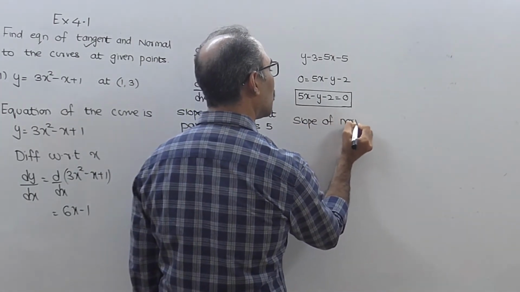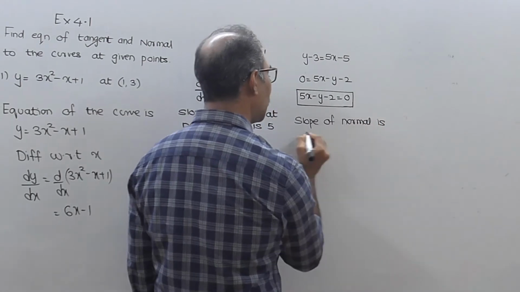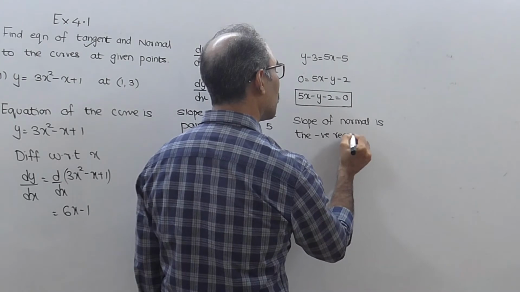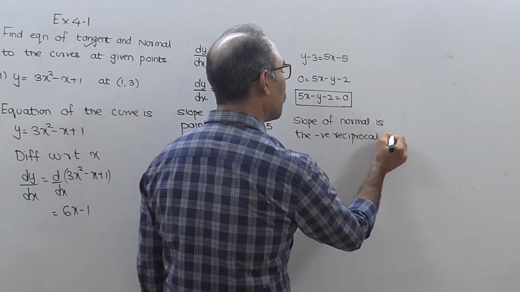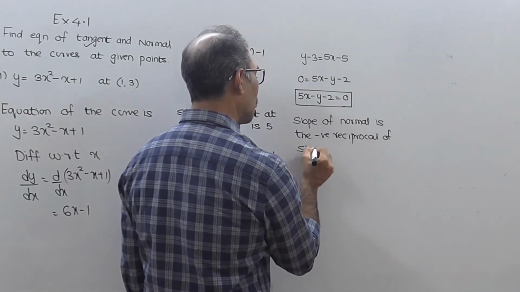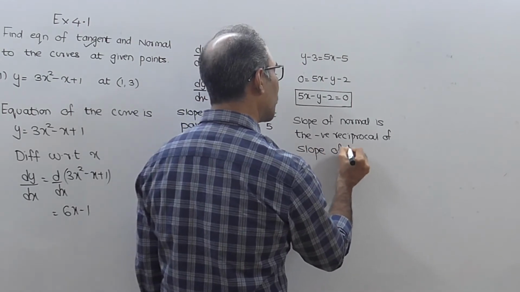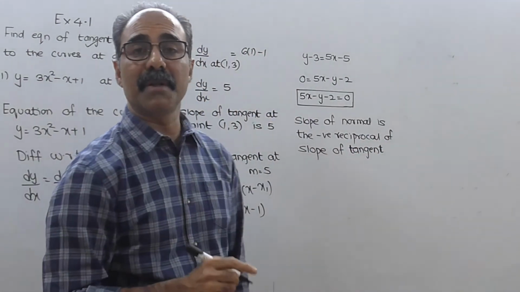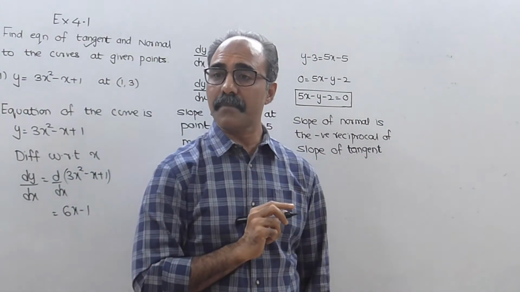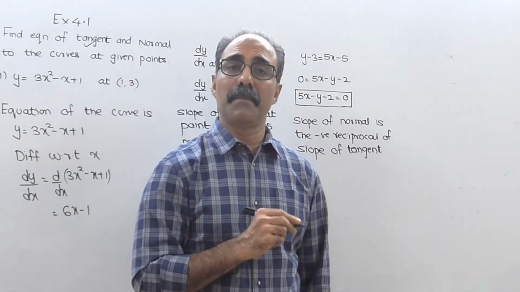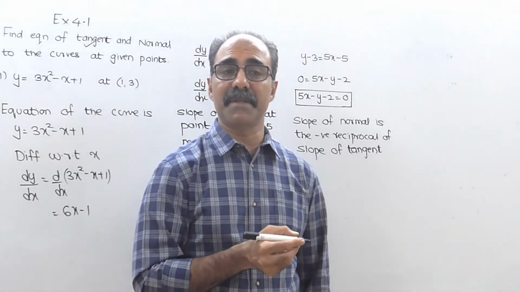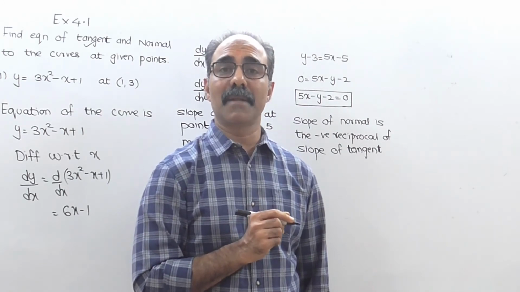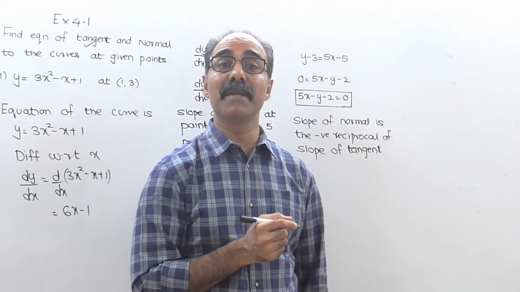The slope of the normal is the negative reciprocal of the slope of the tangent, because a tangent and a normal are always perpendicular to each other. You must have done this in equation of a line in the previous year, that if two lines are perpendicular to each other, if one slope is a by b, the other slope will be the negative reciprocal, which is minus b upon a.